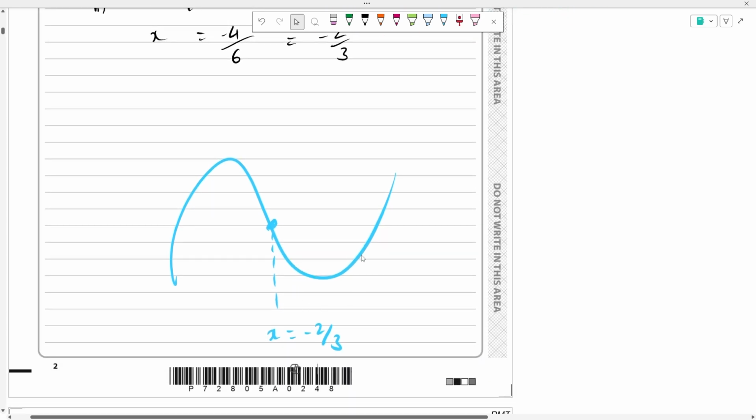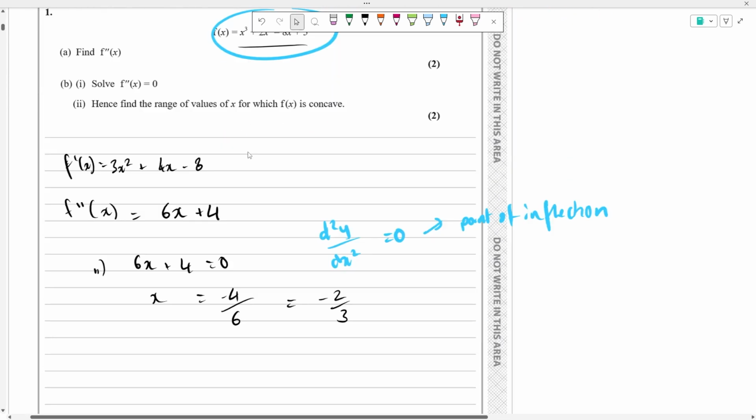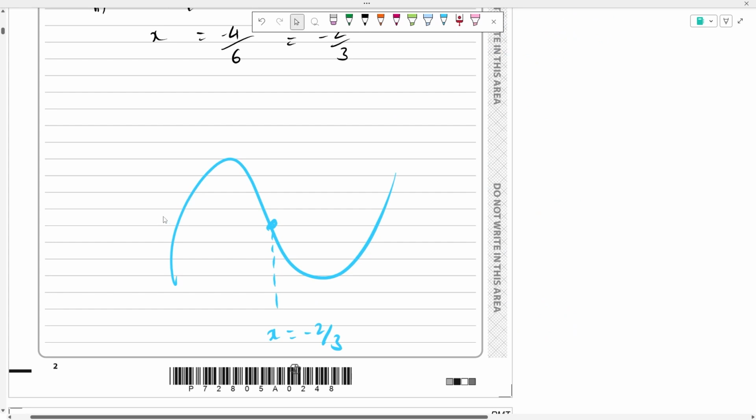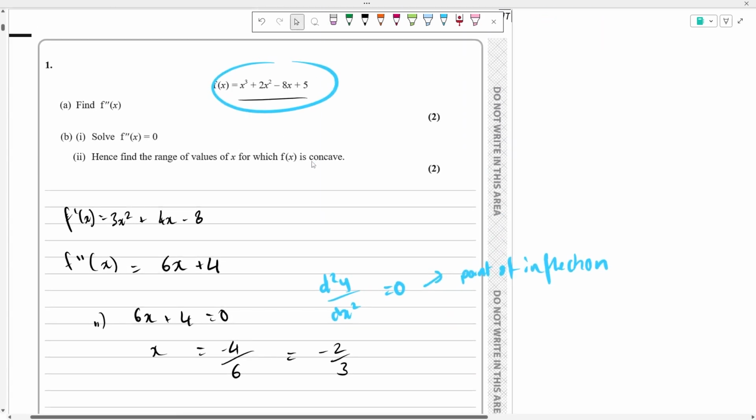Now you can see here that because our cubic is a positive cubic, we are going to have a cubic in this shape. We're not going to have a cubic going downwards like so. We need a cubic going in the upwards direction, because it's a positive x cubed.